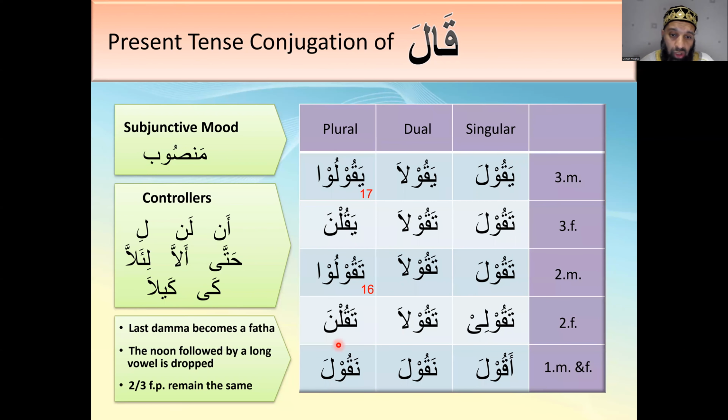It's the same rule. All the noons drop except the 3+ women. I was going to say the special women, right? So for the 3+ women, the noons stay. All the other noons get dropped, just like last week. It's exactly the same as last week, regarding the controllers and what happens to the ending.